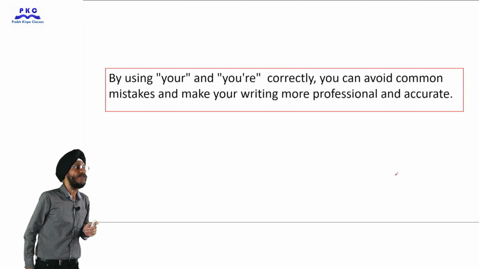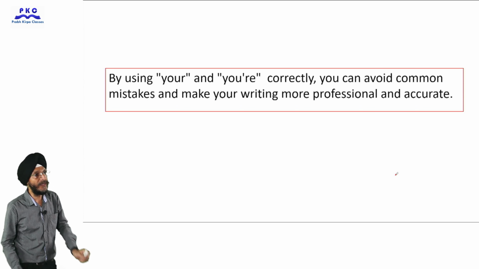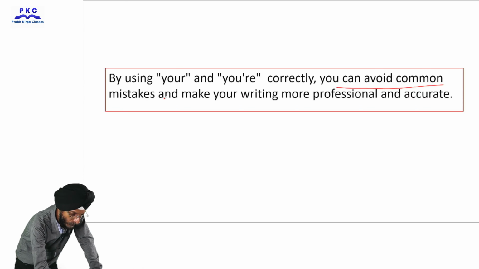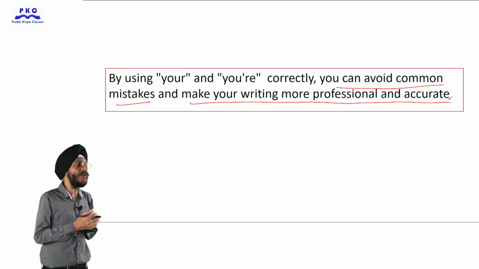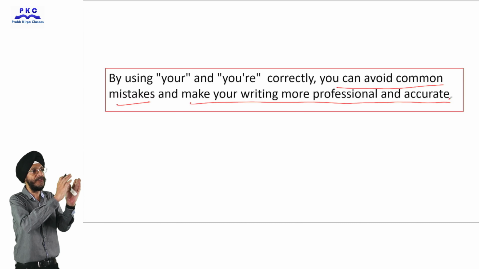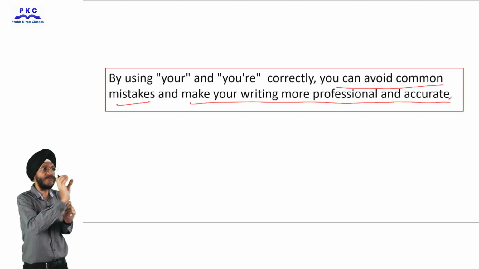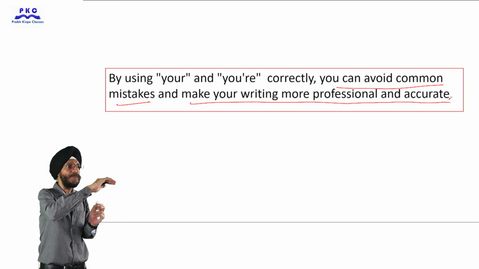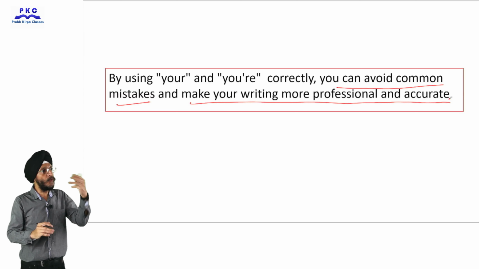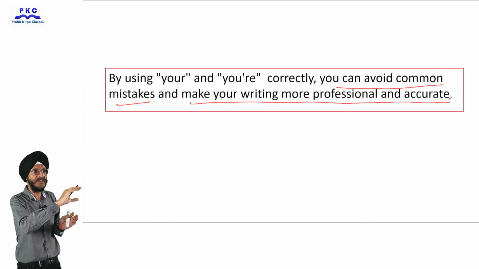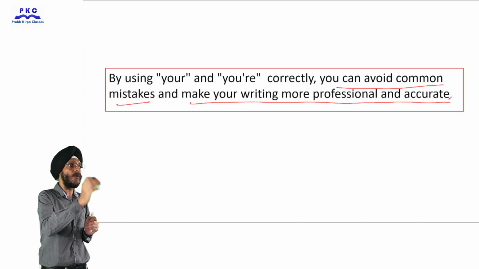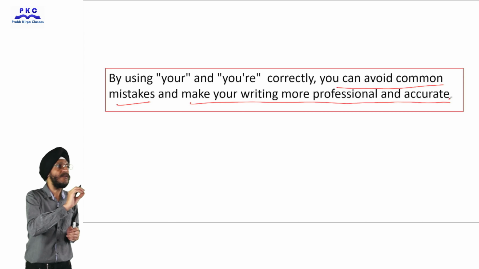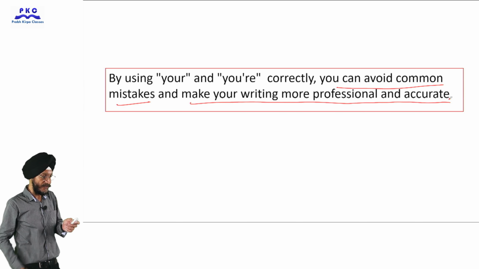By using your and you're correctly, you can avoid common mistakes and make your writing more professional and accurate. So far we have been able to understand the difference between your and the contraction form you're. When you understand, you can correctly make use of these two in your sentences, which will convey your message correctly to the reader.